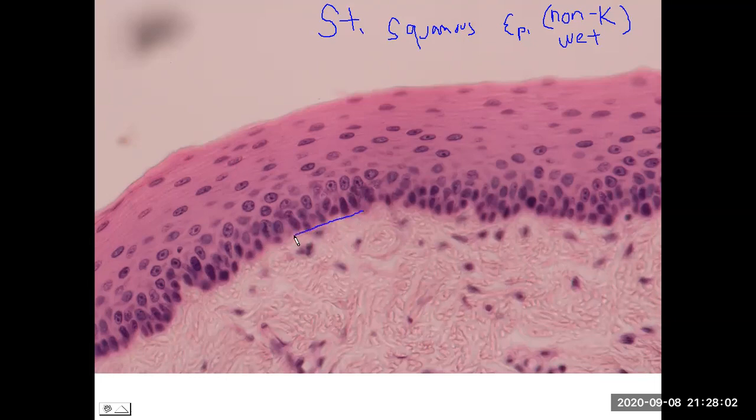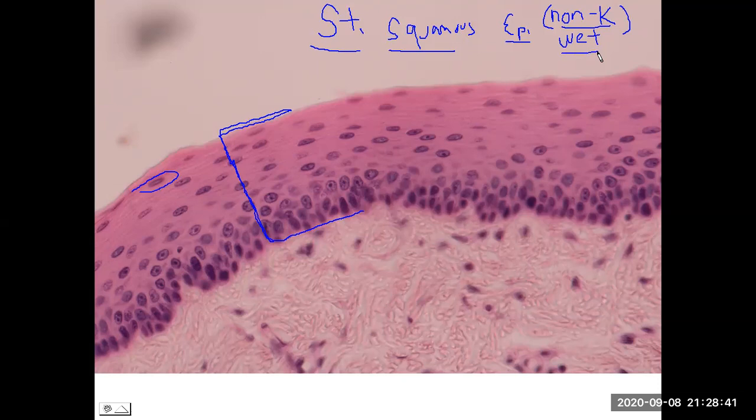now here, the stratified, meaning that there's multiple layers, so we have that thick barrier now. Stratified, the flattened squamous shape, especially the closer we get to the surface, the flatter and more squamous like the cells are. And this is the non-keratinized or wet sample. And again, the full name, stratified squamous epithelium. And then we end with either non-keratinized or wet.